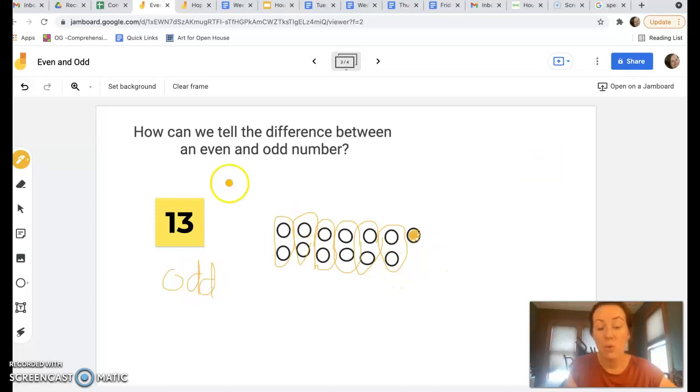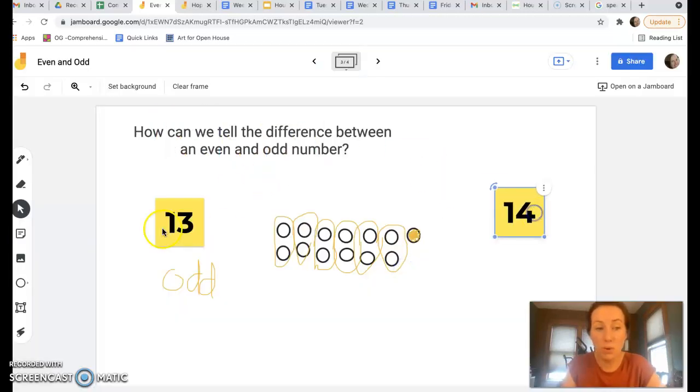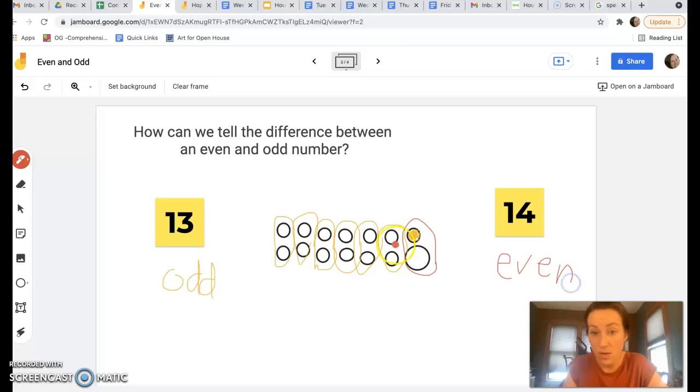Okay? If I had the number 14, right, and I had one more circle, whoa, and I created a pair, then here we go, there's the pair. So 14 is an even number because they each would have a pair, a partner. Okay.